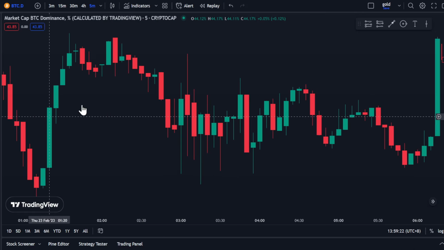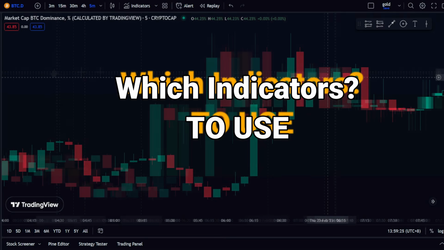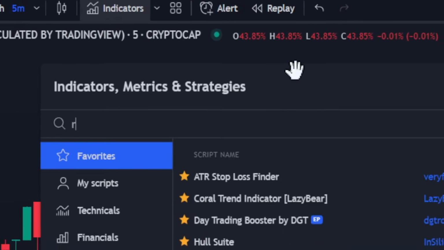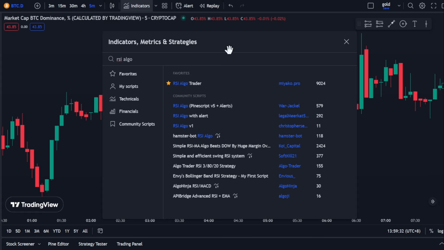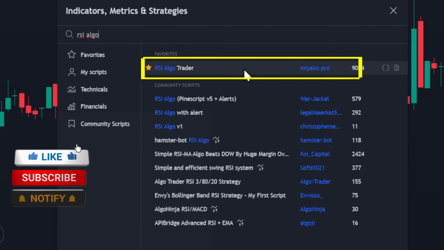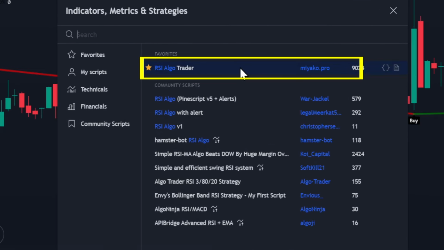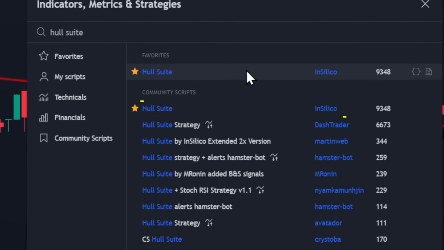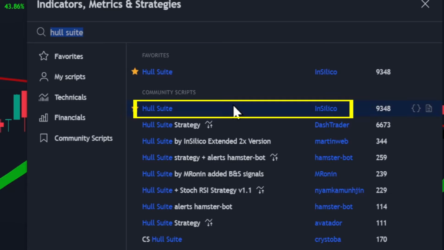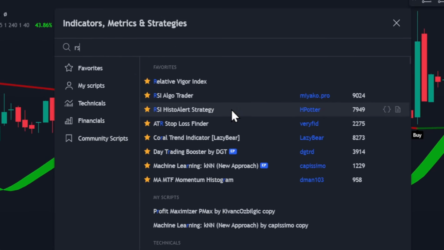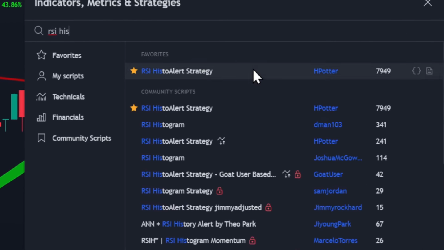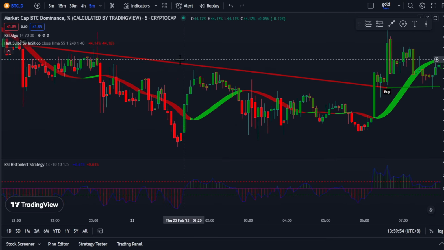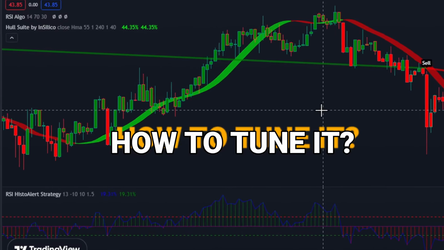Before we move into the buy section, let me tell you which indicators we are going to use. Firstly, go to the indicator tab, search for RSI Algo Trader by Miyaka Pro, and add our first indicator into our chart. For our second indicator, search for Hull Suite by Ichimoku, this one. And our last indicator, search for RSI Histo Alert Strategy by H Potter, this one. Now, we are ready, and let's modify the parameters.